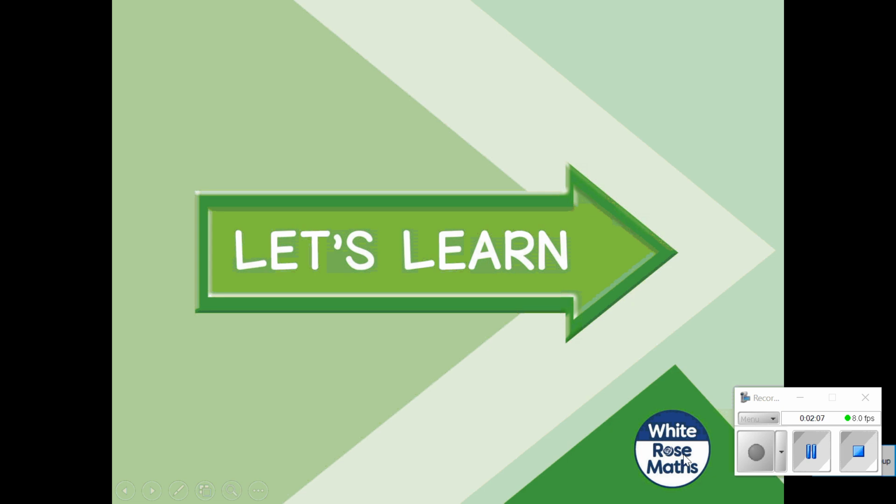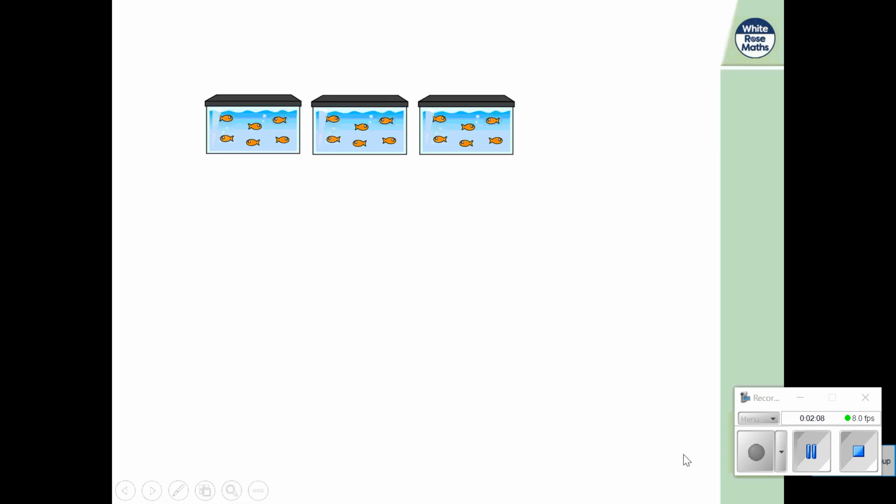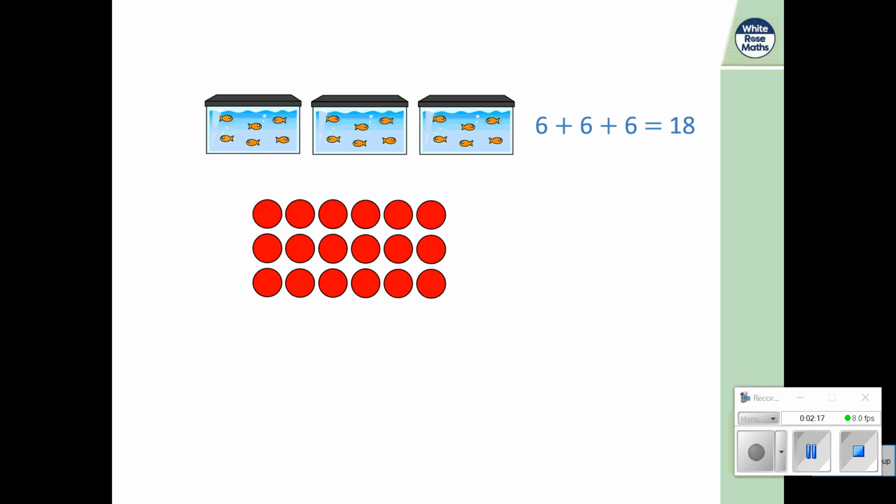Okay, let's move on. Right, here we have our 3 tanks again. So we know that we have repeated addition. We had 6, add 6, add 6 is 18. And here is an array which shows that same calculation. We have 3 groups of 6 or 6 groups of 3. You'll be looking at arrays quite a bit over the next few days.